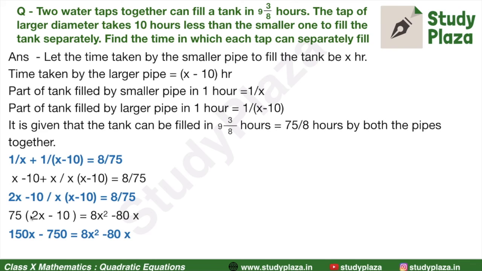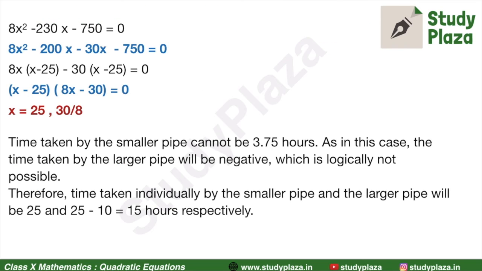When we solve it, we get the equation 150x minus 750 is equal to 8x square minus 80x. And when we solve it further, we get the equation 8x square minus 230x minus 750 is equal to 0. After factorization, we get x minus 25 into 8x minus 30 is equal to 0. x is equal to 25 or x is equal to 30 by 8.